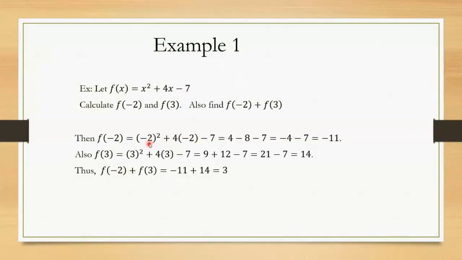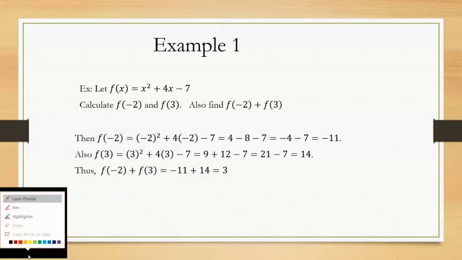So we're squaring -2, right? Adding 4 times -2, okay? And then we're subtracting 7. That's what I'm doing. So -2 squared is 4. 4 times -2, that's -8. I guess really I could have written this as plus -8, but that's the same thing as subtraction. -7. And this turns out to be -11.